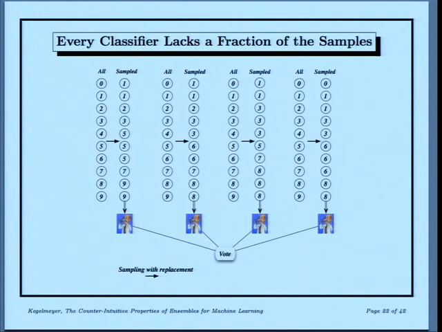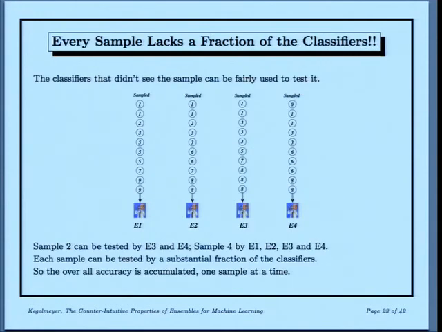And here's how it works. Remember that every classifier, when you do bagging, is lacking some fraction of the samples. So here's that a little more clearly. Sample 2 was not seen by experts 3 and 4. That means it's fair for sample 2 to be evaluated by experts 3 and 4. The fact that every classifier lacks a fraction of the samples means that every sample is not seen by a fraction of the classifiers. The properties are dual. So sample 4, in this made-up example, wasn't seen by experts 1, 2, 3, and 4. So I can use those experts to evaluate the accuracy on sample 4.